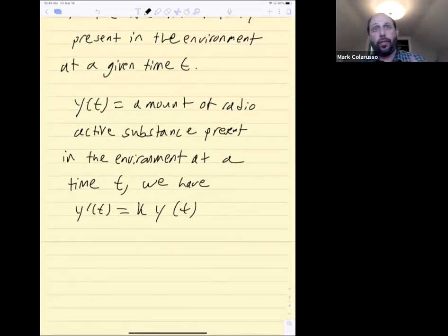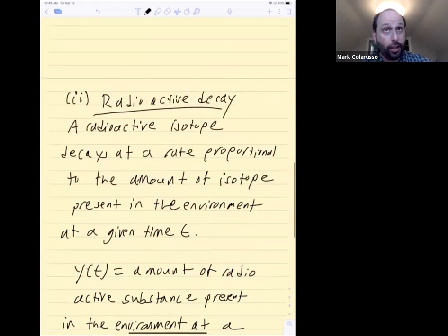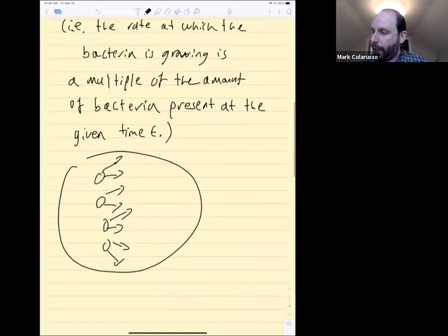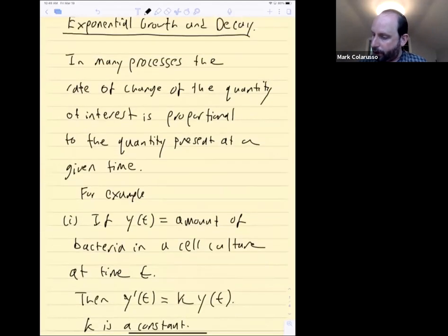But let me bring these two examples together and tell you what they have in common, what they have differently, and how we're going to study them. So we have, I should have given this a name, this is bacterial growth.